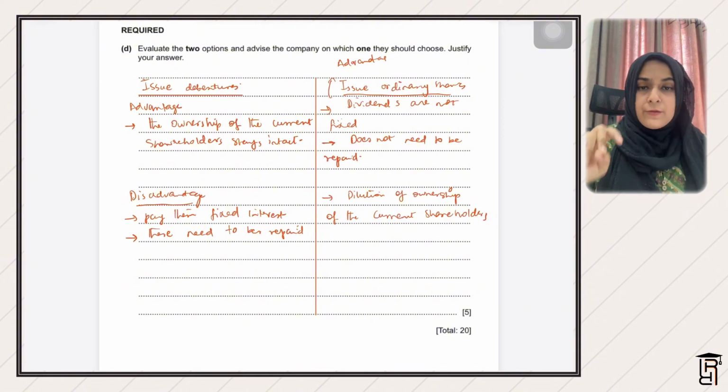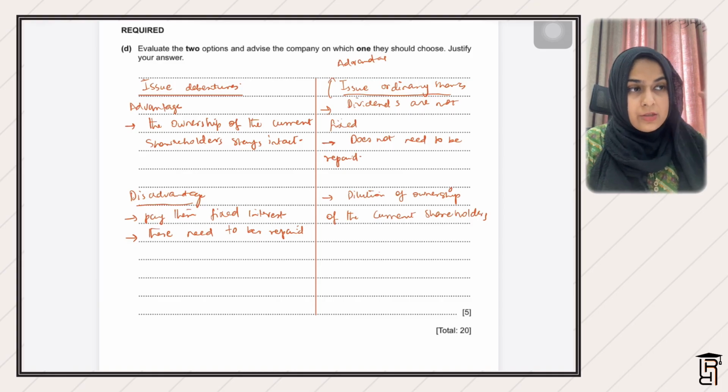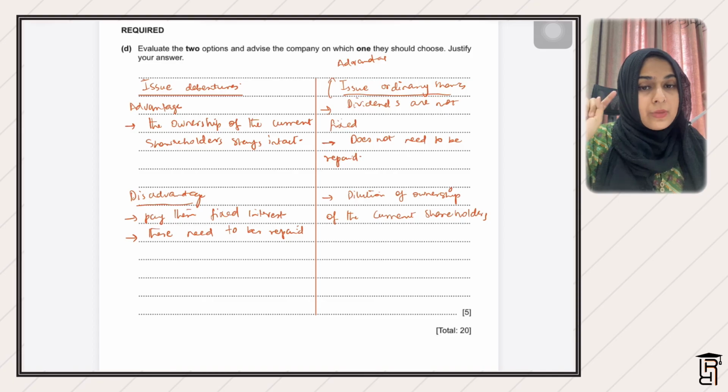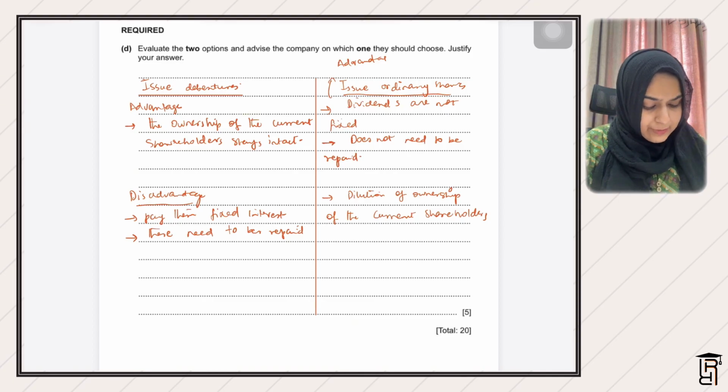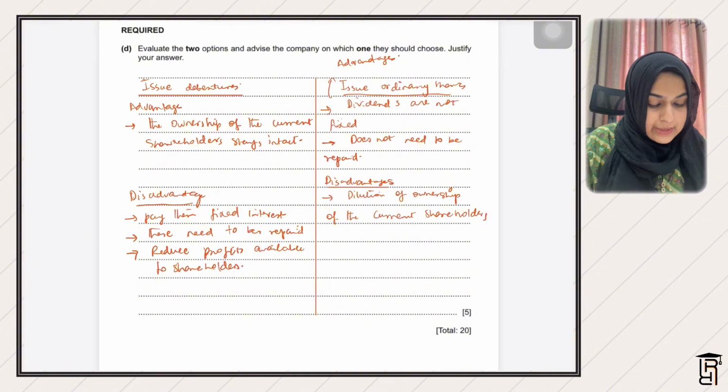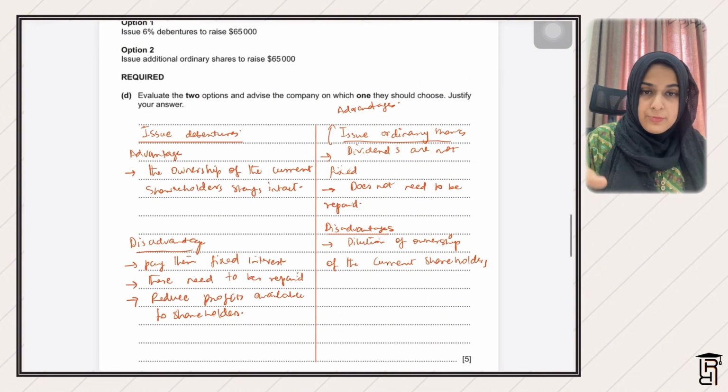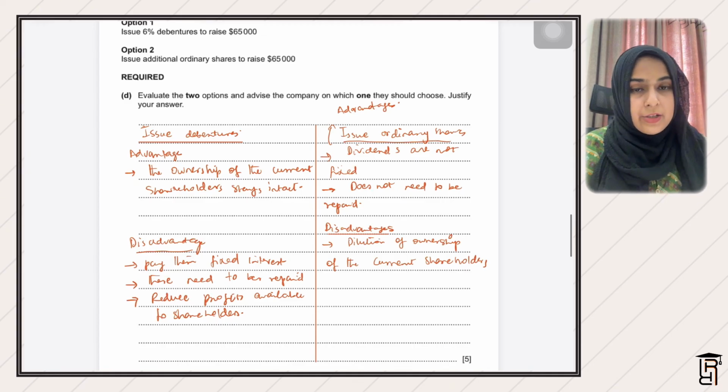Also, by issuance of debentures, the profit that is left for the ordinary shareholders will be reduced, because you have profit from operations, then you subtract the interest expense from that, then you get profit for the year, which is added to retained earnings in the statement of changes in equity. So paying interest will reduce profits available to shareholders. This is how you evaluate each option, and you justify by giving advantages and disadvantages.